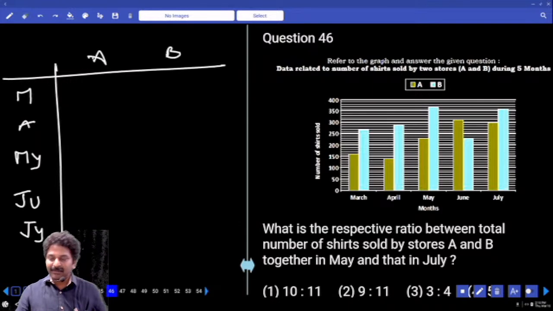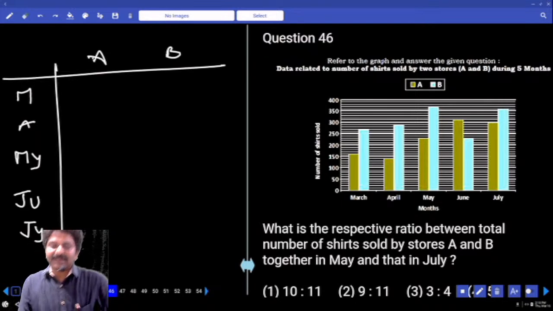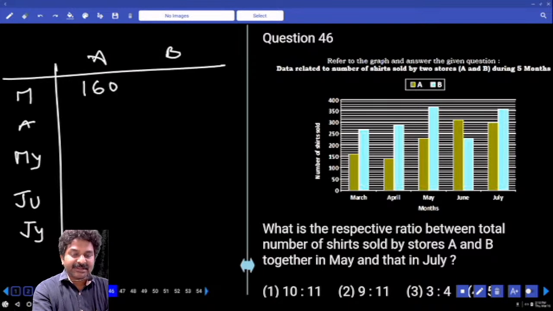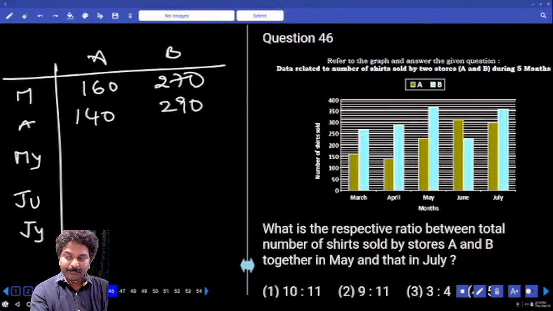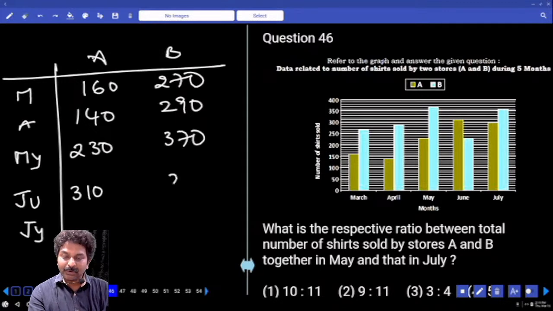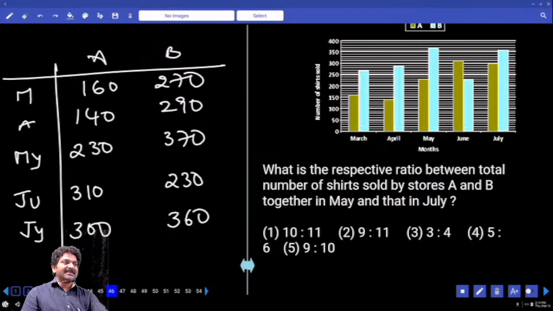Right. Now let me write these numbers. A: 160 and then 270. 160, 270. Next, 140, 290. 230, 370. 310, 230. Exact 300, 360. Right. So once the table is prepared, it is easy for us.